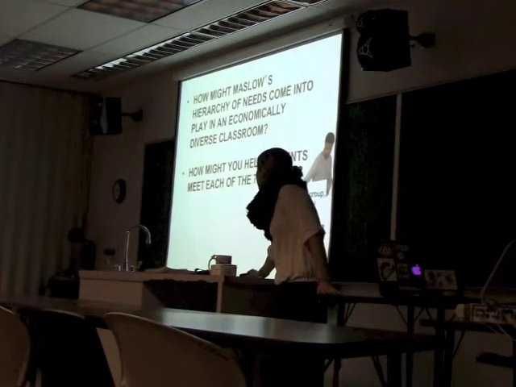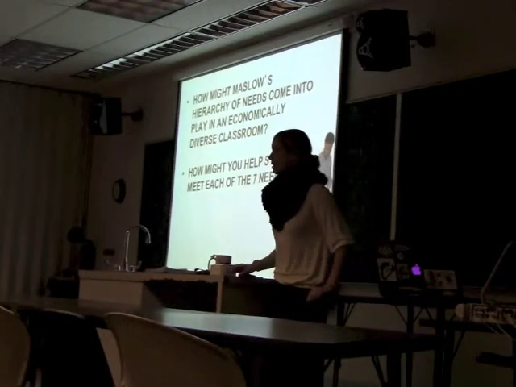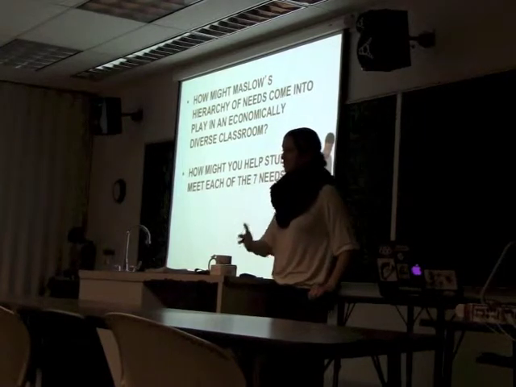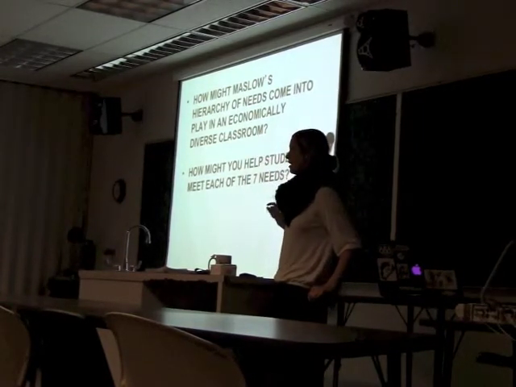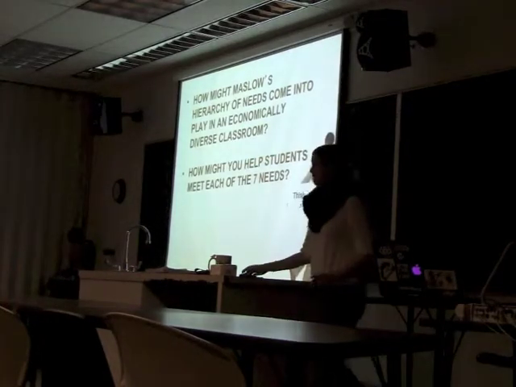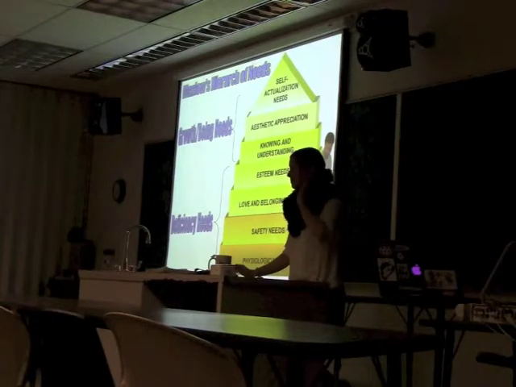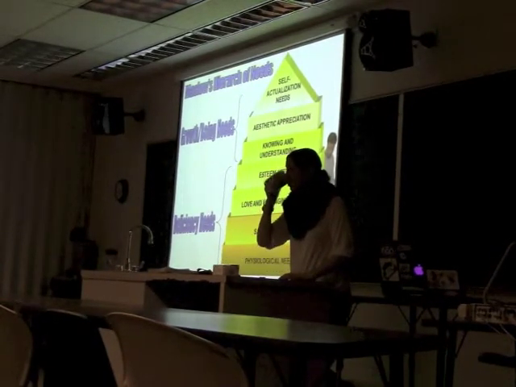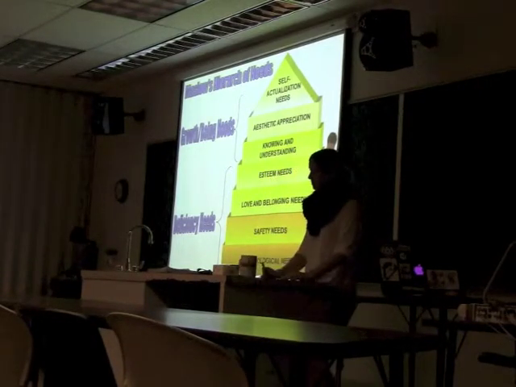So if you had to think of this hierarchy of needs in an economically diverse classroom, you're a teacher, and you've got students who, some are very low SES, socioeconomic status, and some that are very high. How might this play a role? How might these needs play a role? Yeah, Stephanie? We would want to make sure that there's a breakfast program offered so that they can eat first, because they can't concentrate on anything if they're hungry.